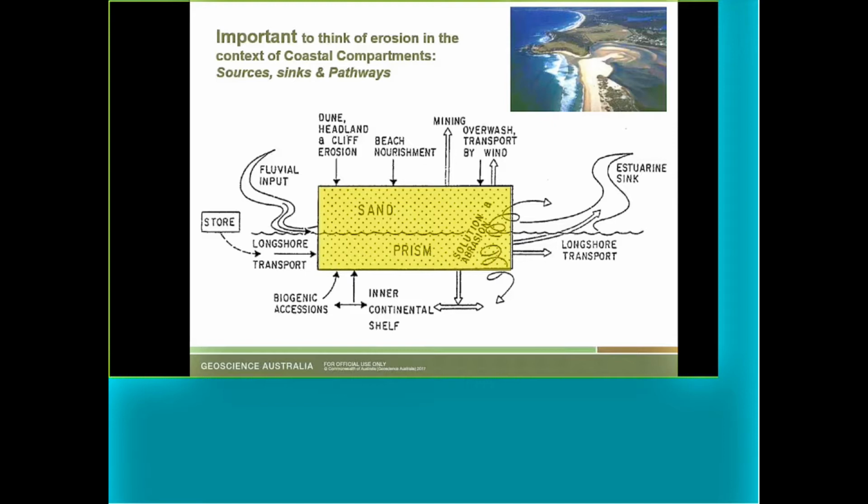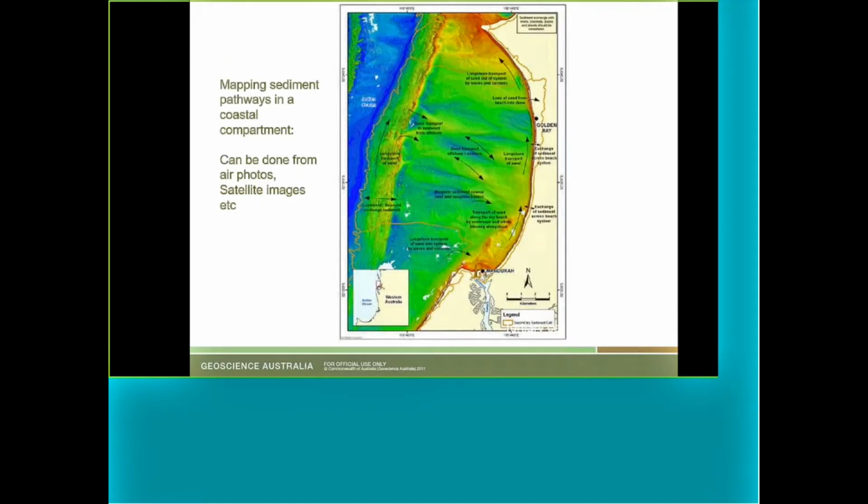Some compartments are closed, that is, they have a finite amount of sand, and that's a very important thing to understand for coastal erosion management, and that is if the resource is finite, you need to potentially replace it if it's being lost through erosion. So that's done through some of the mechanisms I'll talk about later.